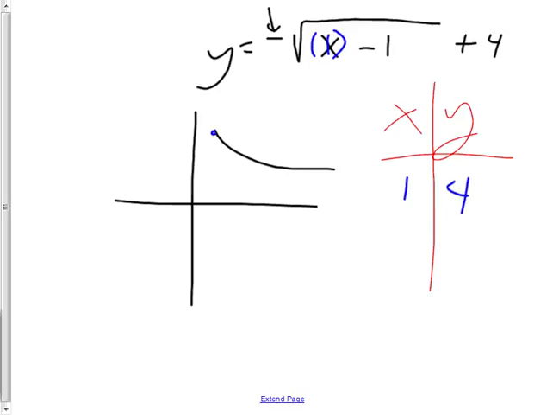Over 1, up 4. Look at that. It's on my graph. Now, if I had come out with like 1 comma negative 2, I'd have known, wait a minute, my graph's supposed to be down there. I did it wrong. See what I mean? So you can know if you did it right. All you've got to do is stick in a point.